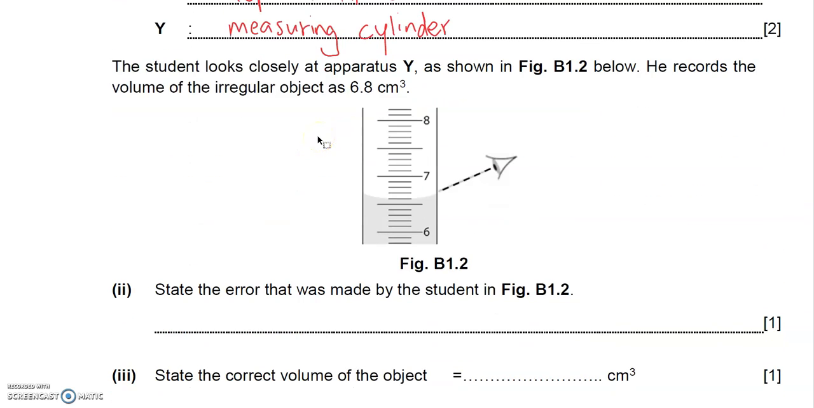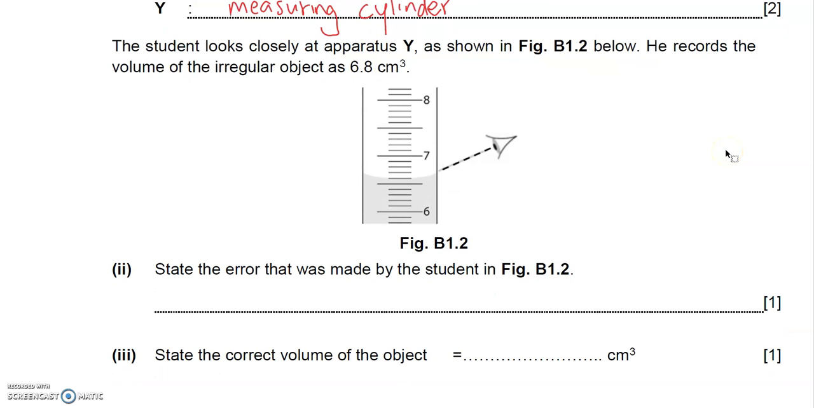The student looks closely at apparatus Y, as shown in this figure below. He records the volume of the irregular object as 6.8 cm cube. State the error that was made by the student in figure B1.2. Now we see something wrong with this eye level. It is not looking straight at the level of the water at eye level. Instead, he is performing what is known as a parallax error.